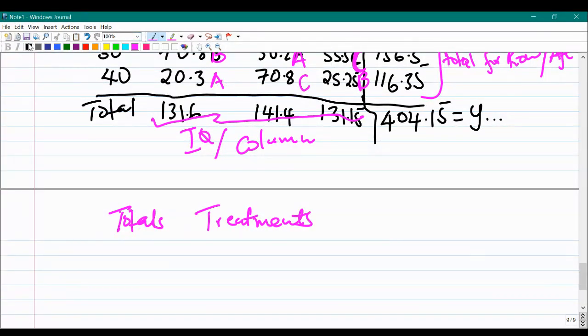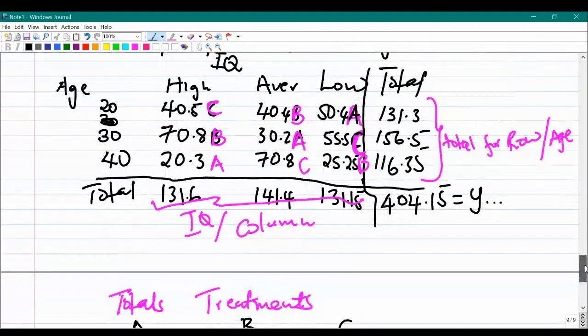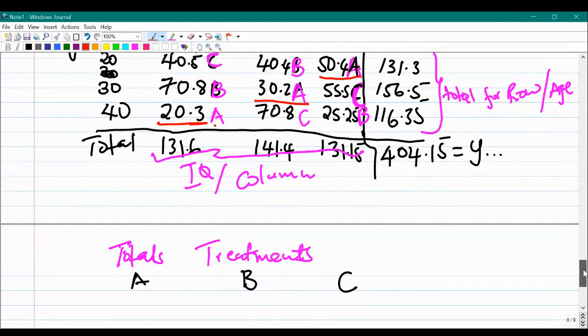How many treatments do we have? We have 3, right? Represented by A, B, and C. So what you are going to do, now you trace. If you want to find the total for A, you trace where is A. For example, let's say you want to find the total for A. You are going to say 20.3 because it's attached with A, 30.2 because it's attached with A, 50.2. You add these 3 and you write its total here. So let's do that, guys.